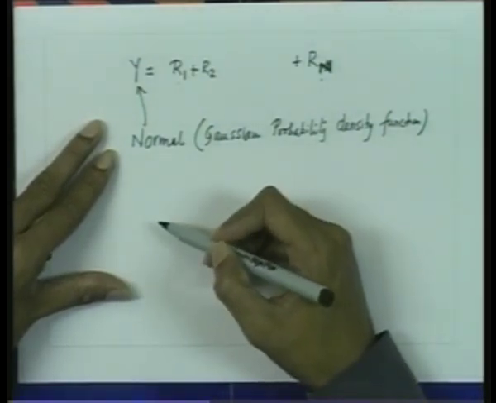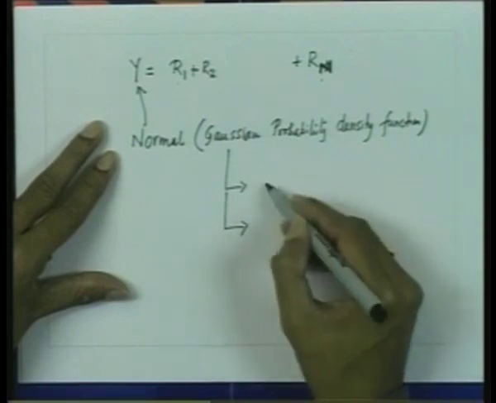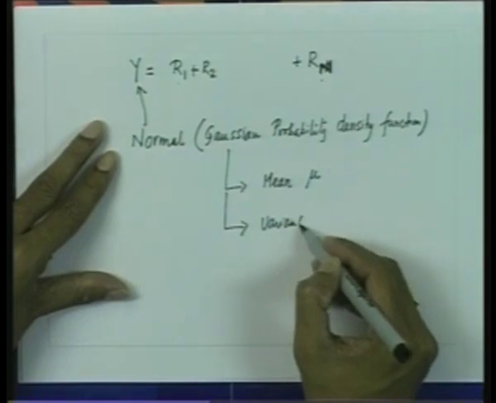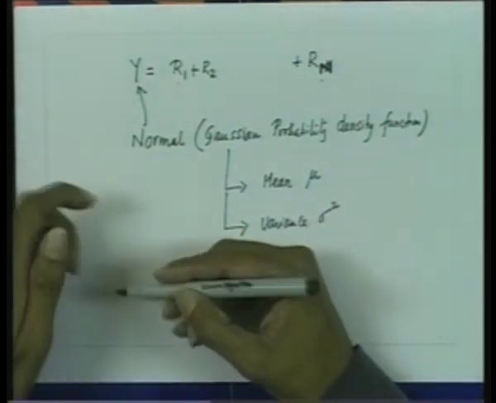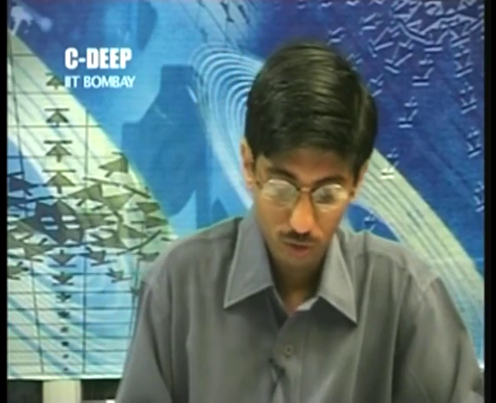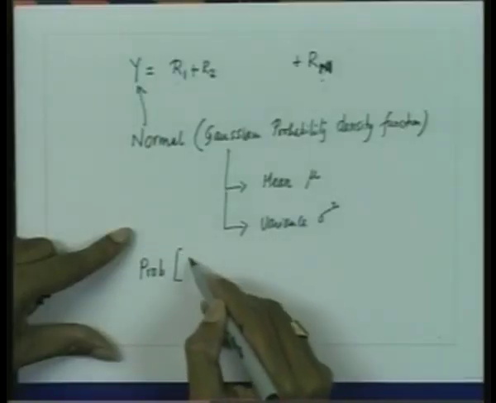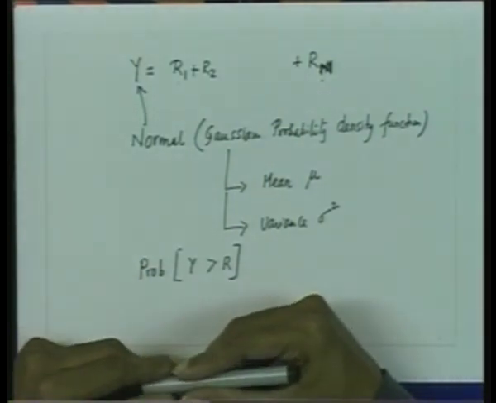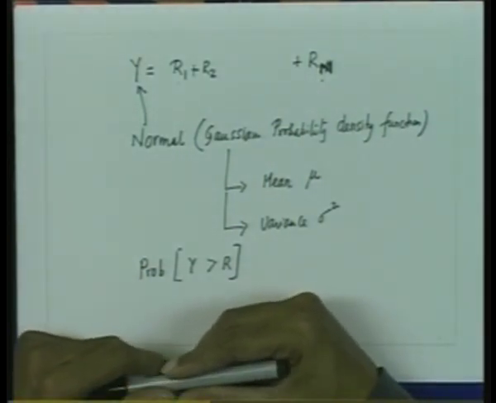Provided the number of sources to be multiplexed is large. Now, since the Gaussian probability density function can be completely characterized by its mean, let us say mu, and variance, which is sigma square, in order to determine the probability that y is greater than r, all we need to know is the mean of y and the variance of y.